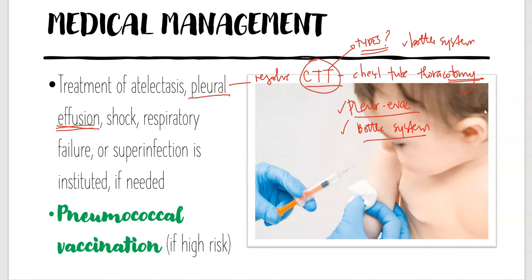So that's for your pleural effusion. For shock, obviously, because there is a decrease in your perfusion, oxygenated blood to your lung tissues. As a result of that infectious process, your patient might have a complication such as shock, such as also your respiratory failure, or even superinfection.